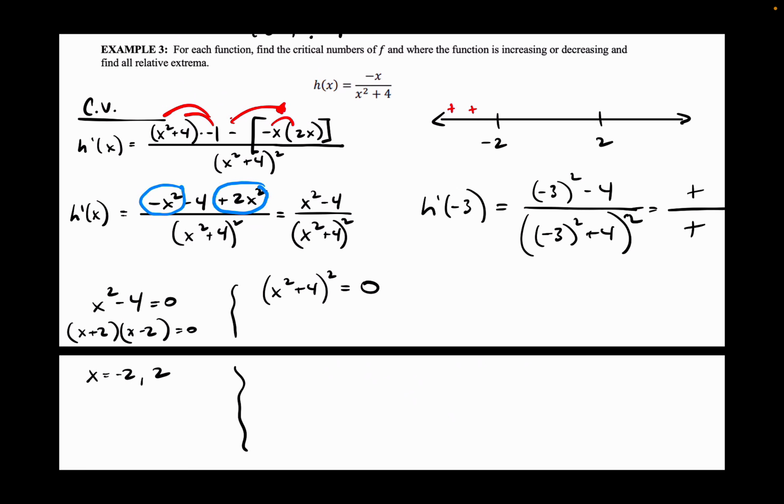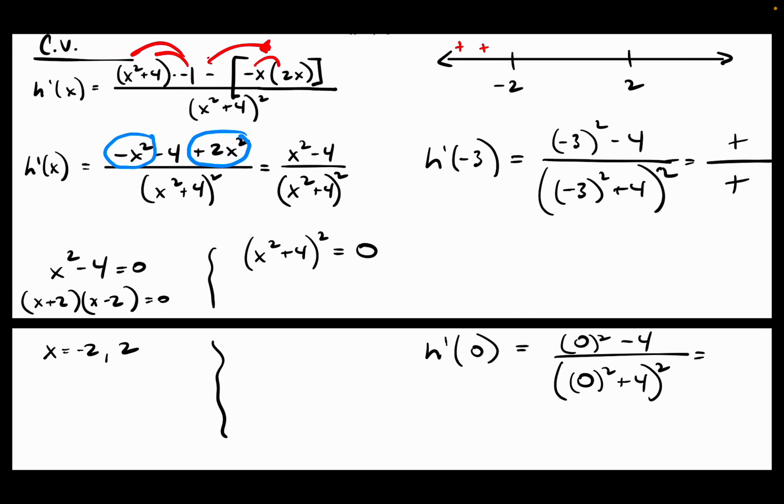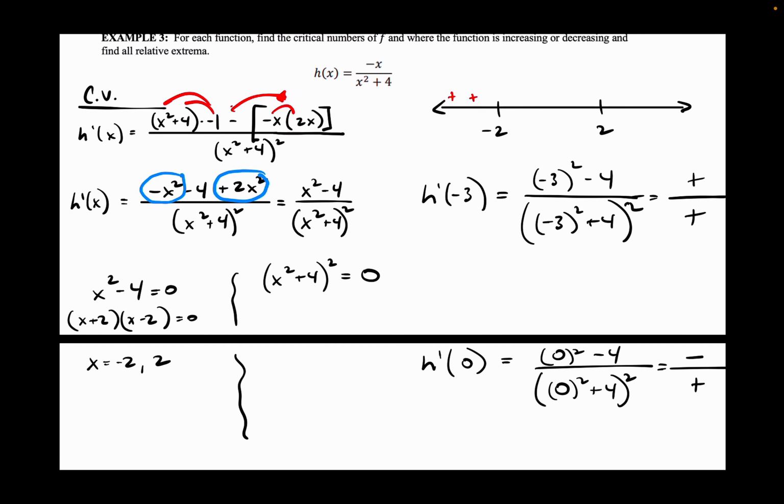Okay. Now plug in a number in between. I'm going to choose 0. Let's see. So we get 0 squared minus 4 over 0 squared plus 4, squared. So yeah, for this one, I'm going to get a positive on the bottom again, and then a negative on top, right? And what did division rules say? If you got a negative divided by a positive, what is the overall answer? Negative.